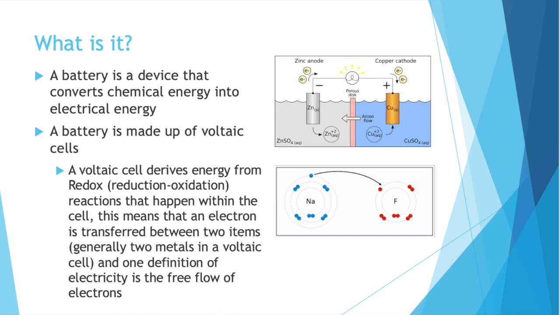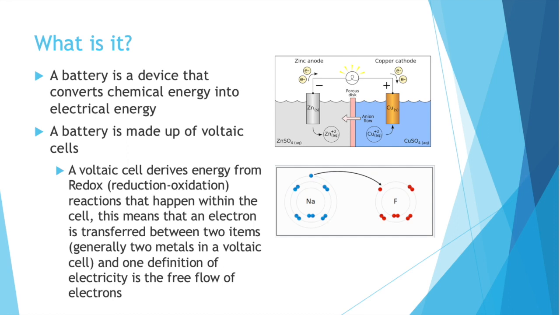A battery itself is made up of voltaic cells. A voltaic cell derives energy from redox reactions. Redox stands for reduction, oxidation. A redox reaction is when an electron is transferred between two items. So one item loses an electron, that's oxidation, and the other item gains an electron, that's reduction.